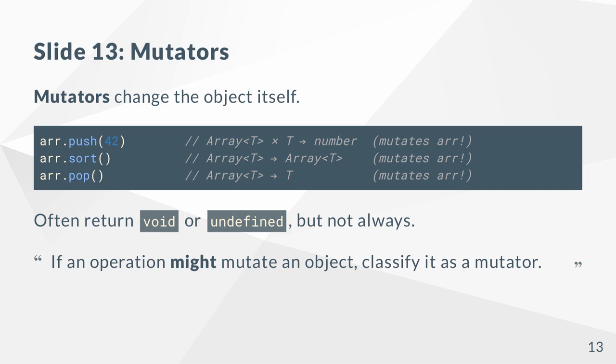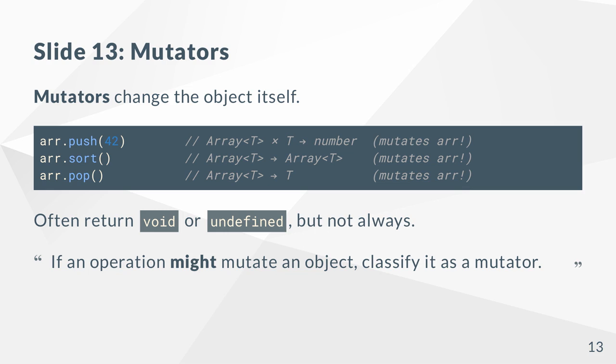Mutators are the operations that change an object in place. The push method on an array adds an element to the end and returns the new length. The array itself has been modified. The sort method rearranges the elements of the array in place. After sort, the array is different from what it was before.